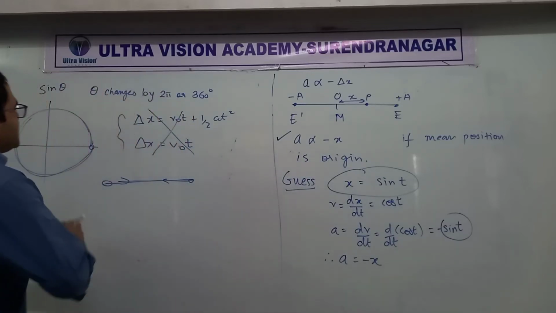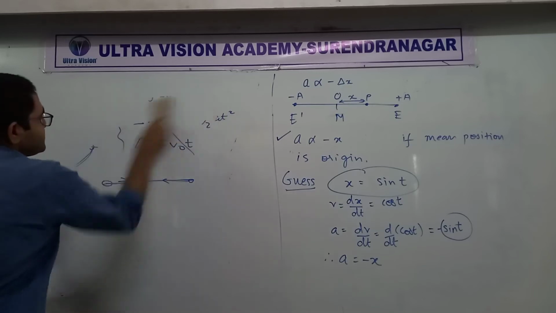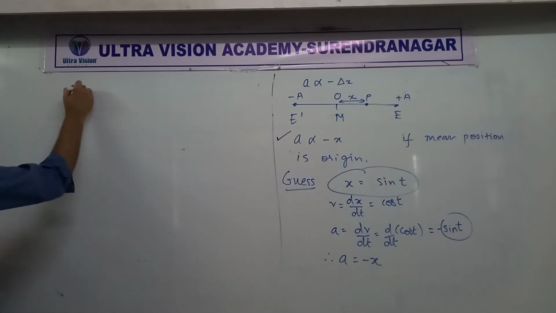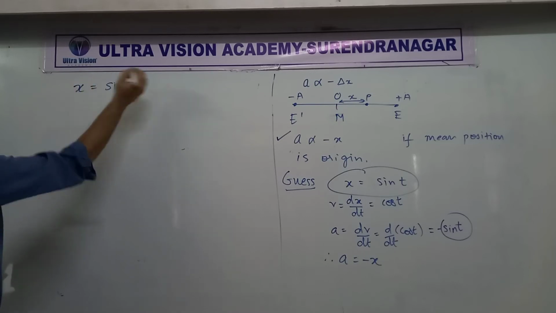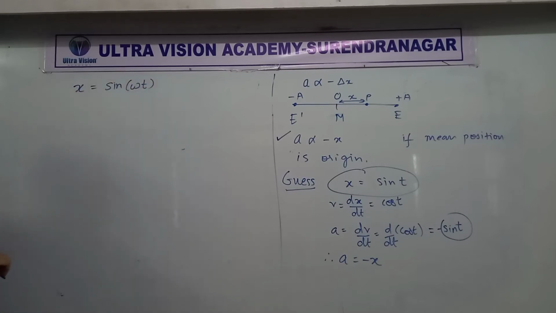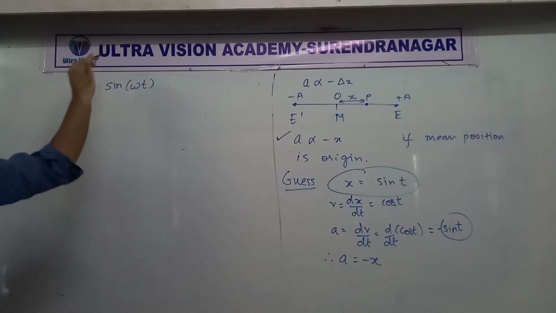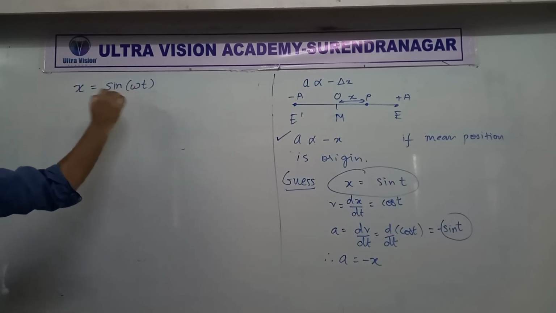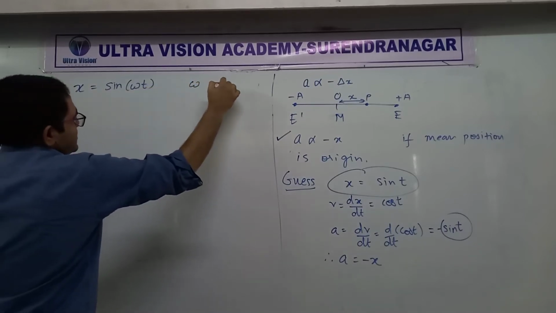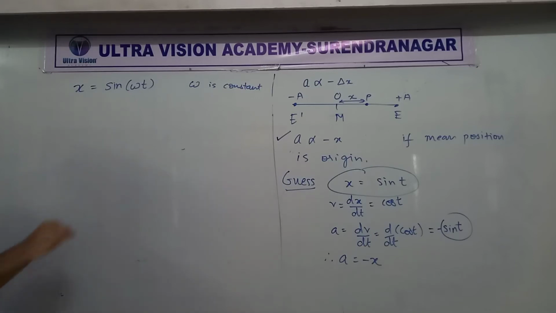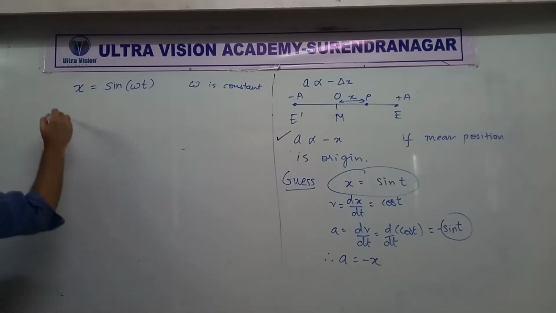Suppose instead of x equal to sine t, we have x equal to sine of some constant times t. I am going to call that constant omega. Don't worry too much about why I am calling it omega at the moment. Omega is a constant. Now let's do the procedure again. Would we get the same kind of result?